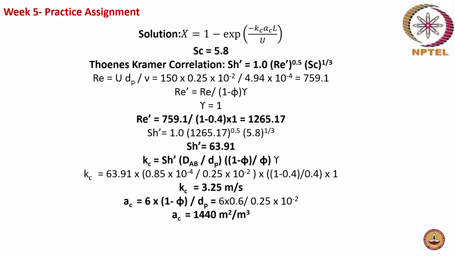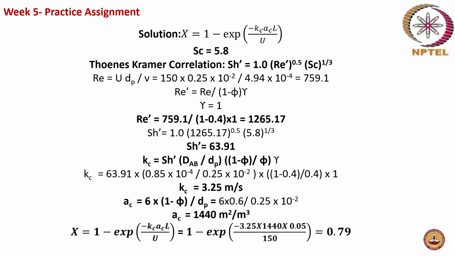So we could find out that the surface area has increased, because the equivalent diameter obtained for the cylindrical pellet was higher than the diameter of the spherical pellet, which is given. The equivalent diameter calculated was about 3.61 into 10 power minus 3, that is 0.36. Here it is 0.25 into 10 power minus 2. So when the particle size decreases, the surface area available has increased.